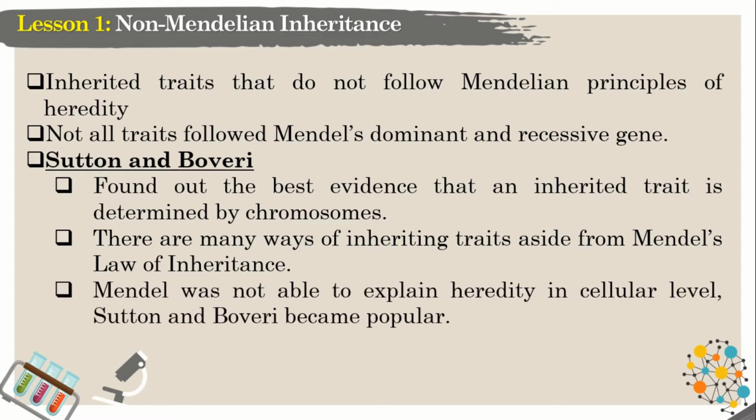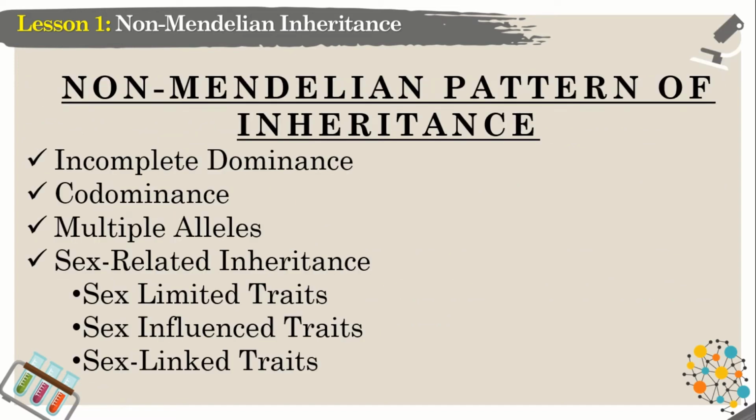Because the work of Mendel was not able to explain heredity or the mode of inheritance at a cellular level, because Mendel's work most likely used pea plants and observed the traits of the pea plants using their physical appearance, unlike Sutton and Boveri. That's why they became popular.